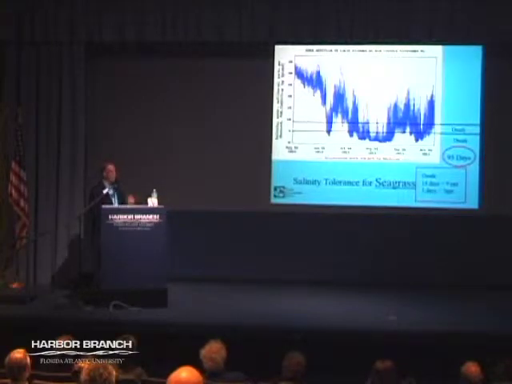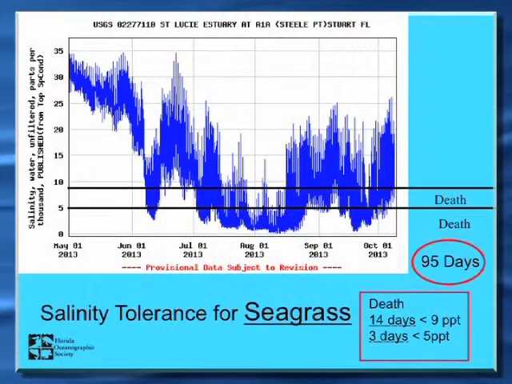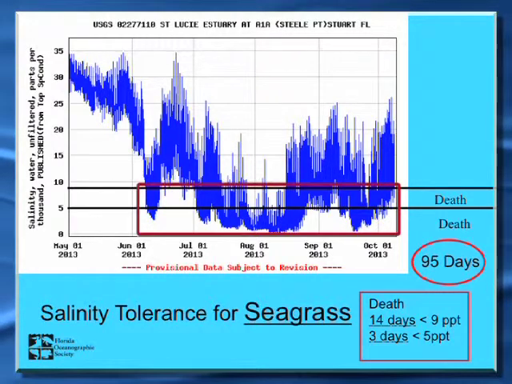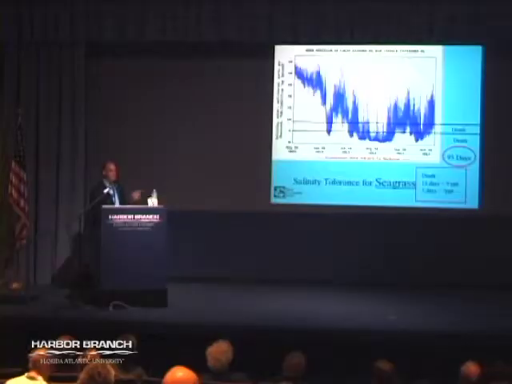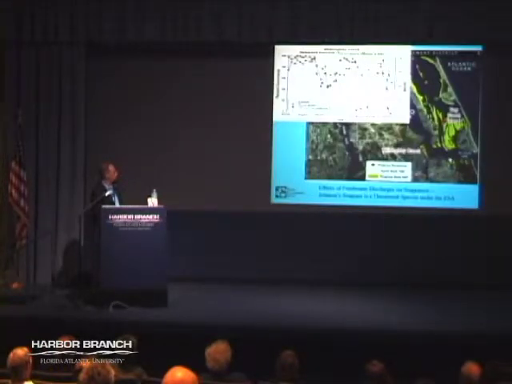Seagrasses get affected similarly to oysters. They like salinity as well as light that penetrates the bottom. And you can see that for over 95 days, it was down at that critical level, below 9 parts per thousand and down to 5 parts per thousand for too long for seagrass. And we estimate probably 60 to 80% of our seagrass beds have disappeared.